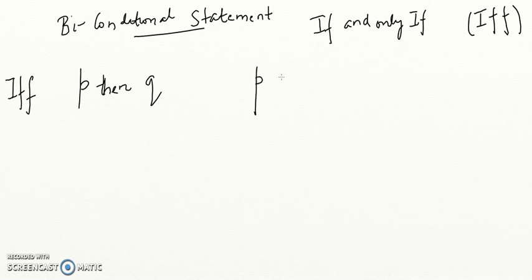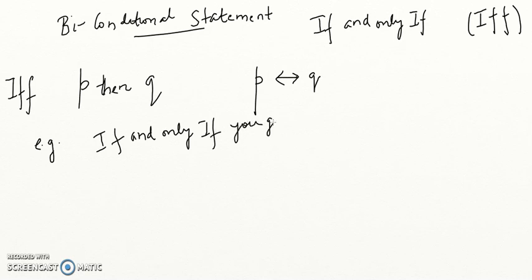Symbolically, we write it as this. Here we have used a bidirectional arrow to show the logical flow of reasoning from both sides. That means if P happens, then it implies Q, and if Q happens, then it implies P. To give you an example, let's say, if and only if you give me a burger, I will eat.